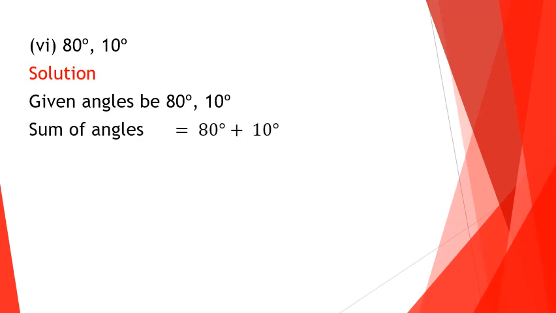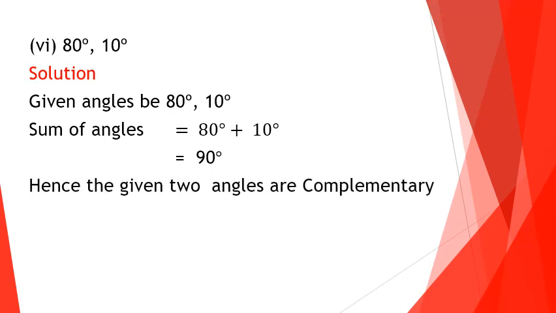Next, sixth question, given angles are 80 degrees and 10 degrees. Sum of angles equals 80 degrees plus 10 degrees equals 90 degrees. Hence, the given two angles are complementary angles.